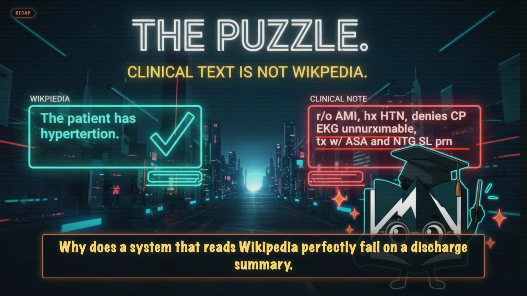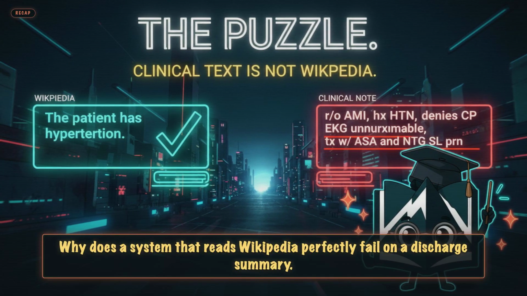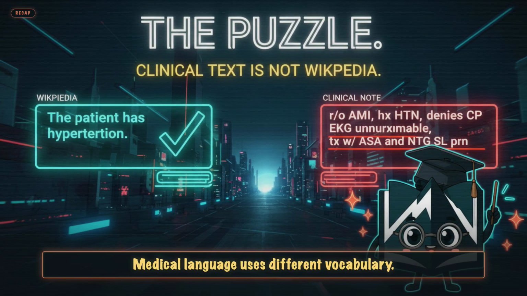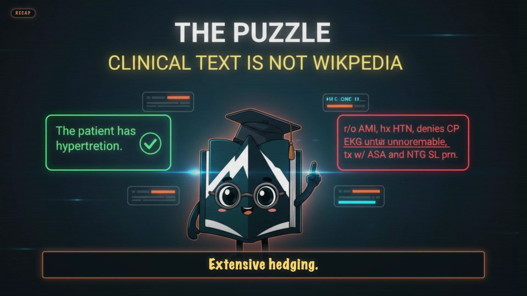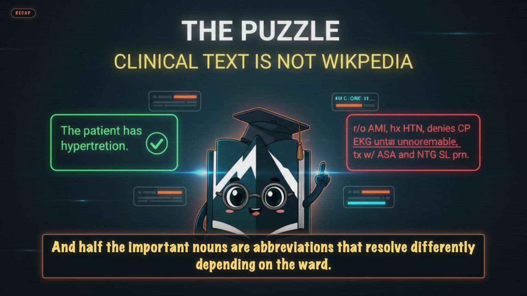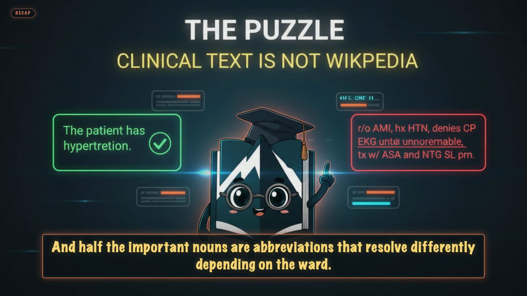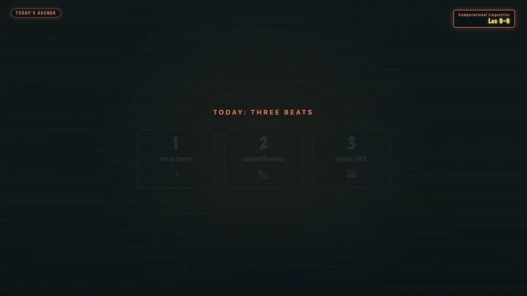Today's puzzle: why does a system that reads Wikipedia perfectly fail on a discharge summary? Medical language uses different vocabulary, different syntax, heavy negation, extensive hedging. Time is critical, and it's usually implicit. And half the important nouns are abbreviations that resolve differently depending on the ward. This is not Wikipedia. Today's 3 beats.